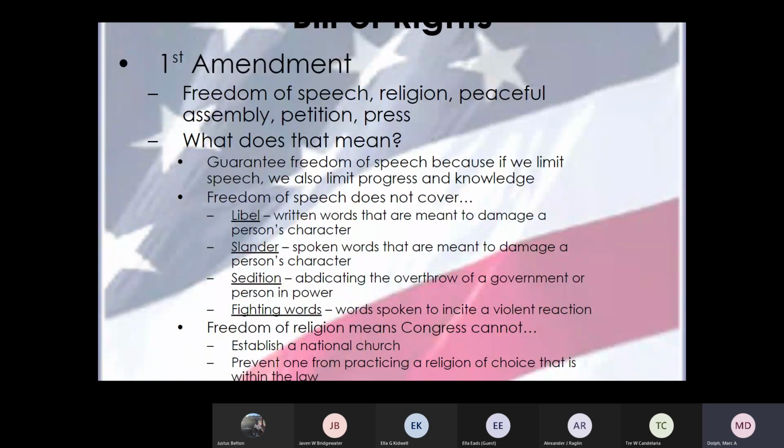So you can't establish a national church. You can't prevent one from practicing a religion of choice that is within the law. You also can't stop people from not practicing a religion. Okay? You can't persecute people for being atheists.